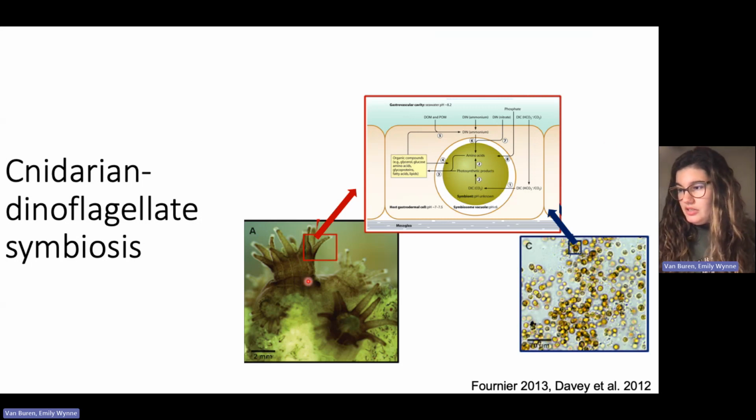You can see it on the polyp here. The polyp is just the little part of the animal for the coral, and that's where all its tentacles are. And then these are what they look like outside of the host.